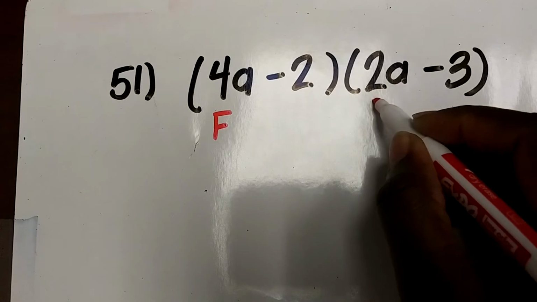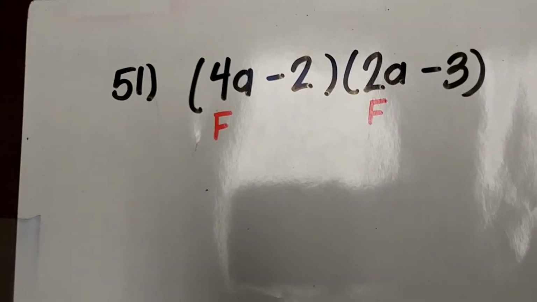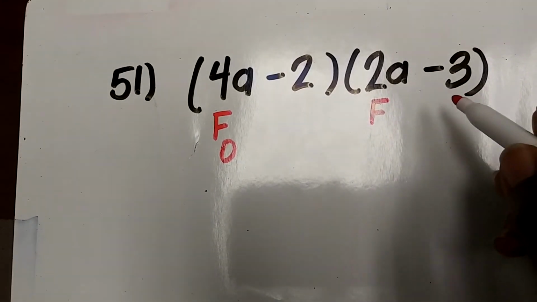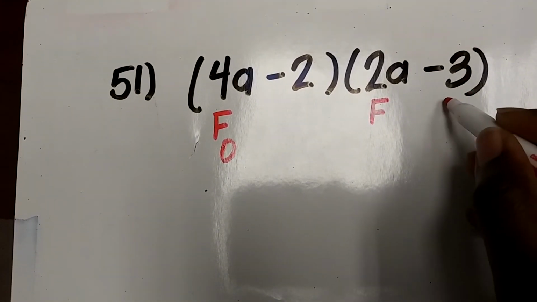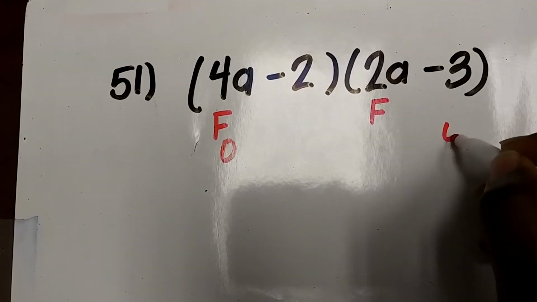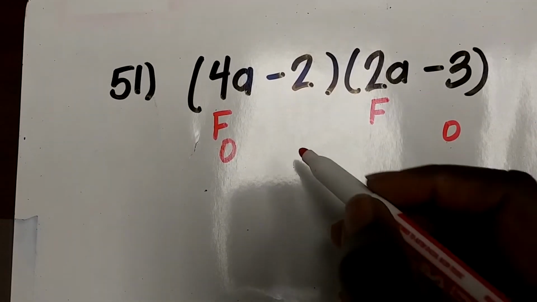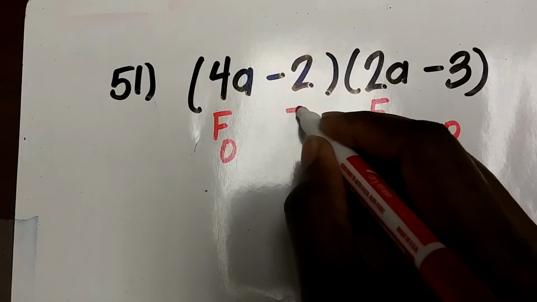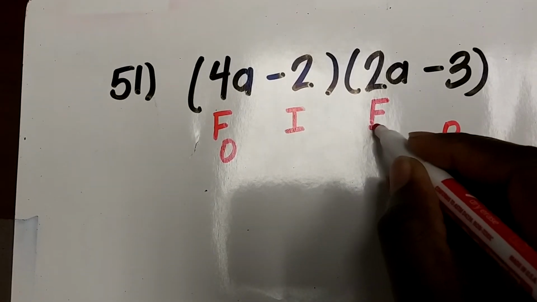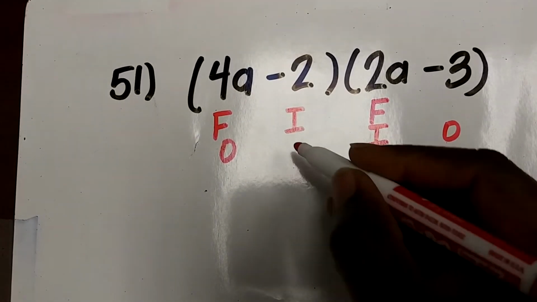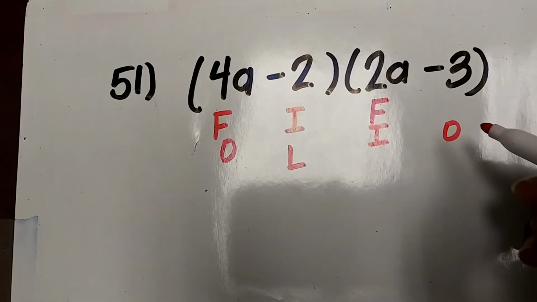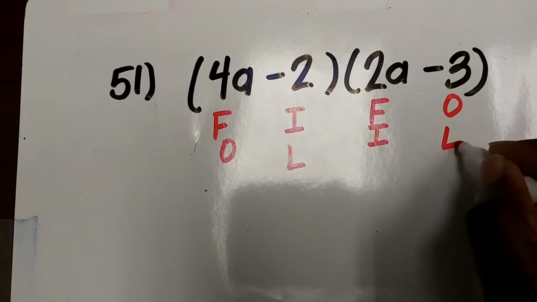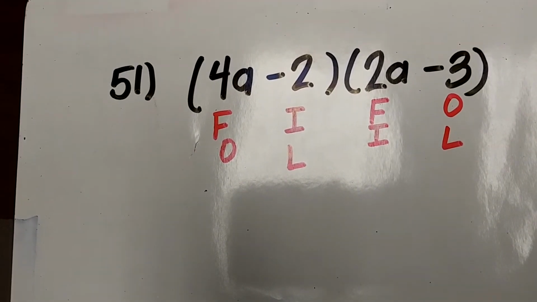4a and 2a will be first. 4a times negative 3 will be my outside. My inside will be negative 2 times 2a. And my last will be negative 2 times negative 3. So we're going to go over that a little at a time.